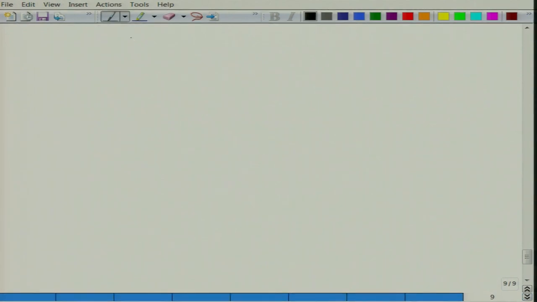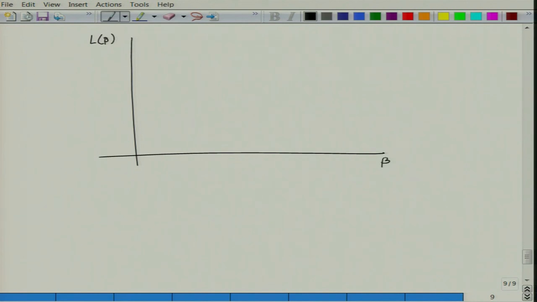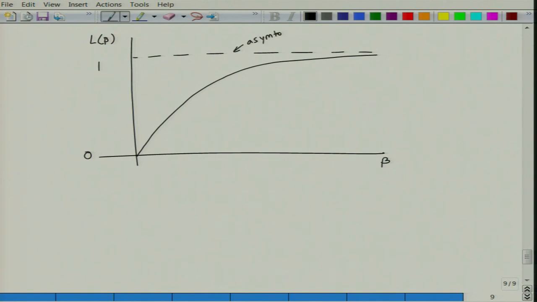So now Langevin function is plotted as L beta as a function of beta, and the way this function goes is something like this. These values are basically asymptotic values. Now let's see what this function means. For very large values of beta, L beta tends to be equal to 1. And what did we define beta as?